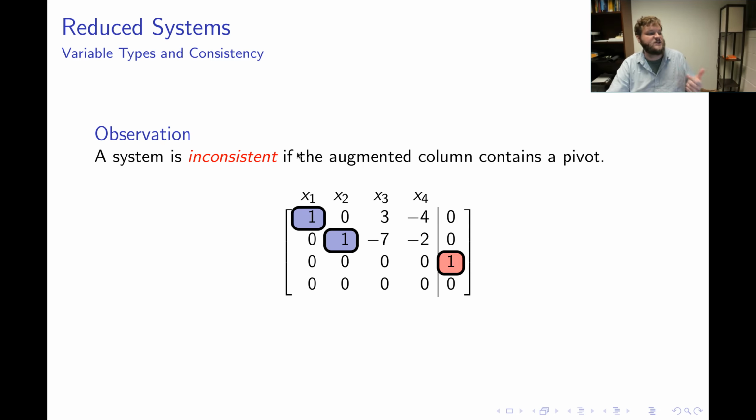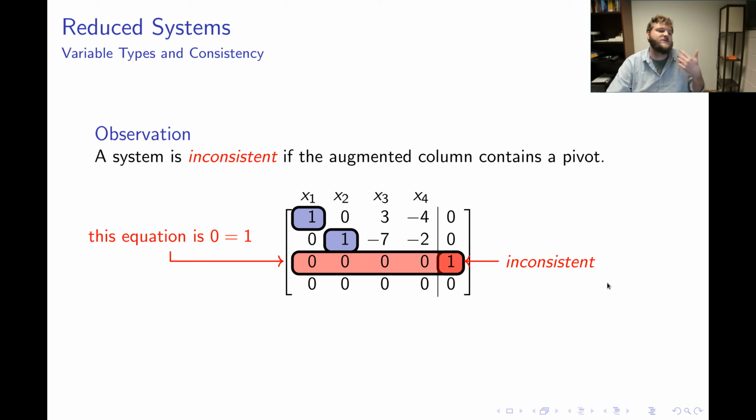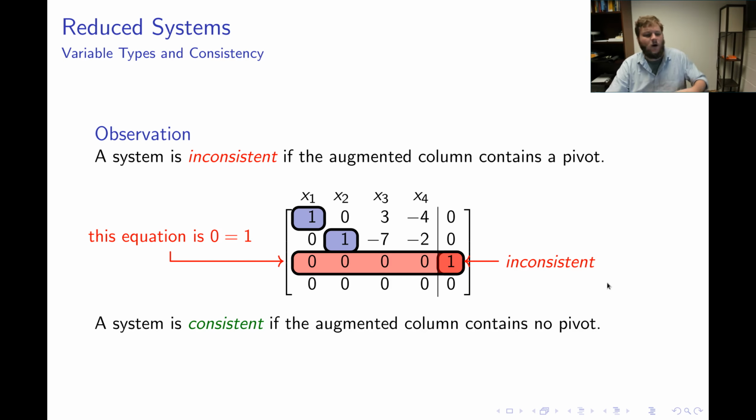And this means that our system is inconsistent. And why might that be? Well, if I look at the third equation in the system, all of the coefficients for the variables are 0. So on the left-hand side of the equal sign, I get 0. But then on the right-hand side here, I have a 1. That tells me that the third equation is 0 equals 1. And of course, that's an impossible equation. So if there's an impossible equation in the system, of course, the system cannot be solved. Now, the opposite of inconsistent is consistent. A system in reduced row echelon form is consistent if the augmented column contains no pivot.